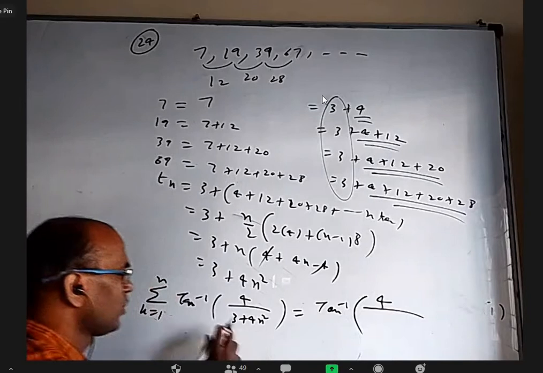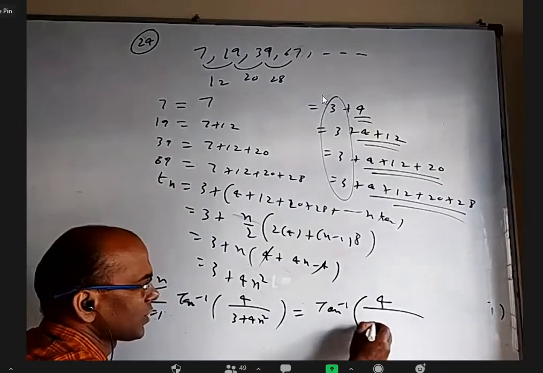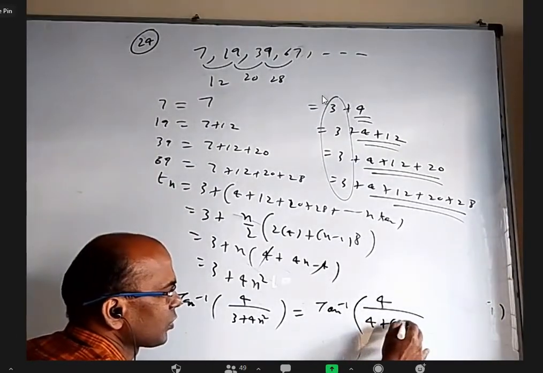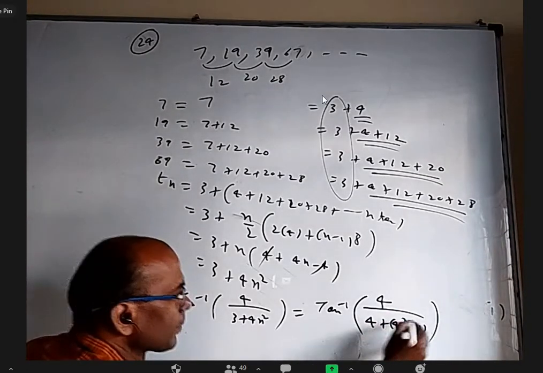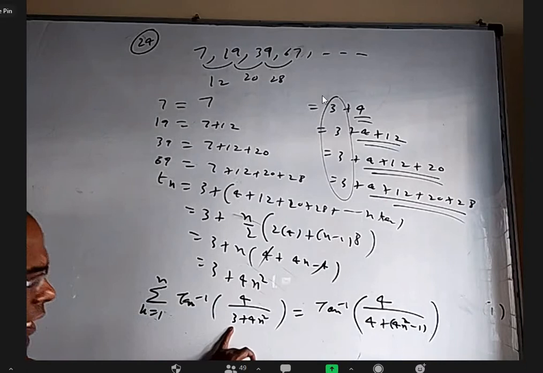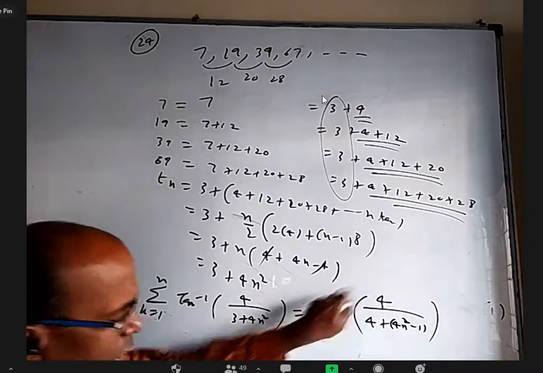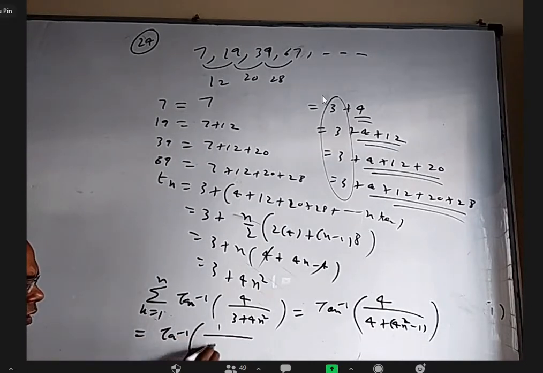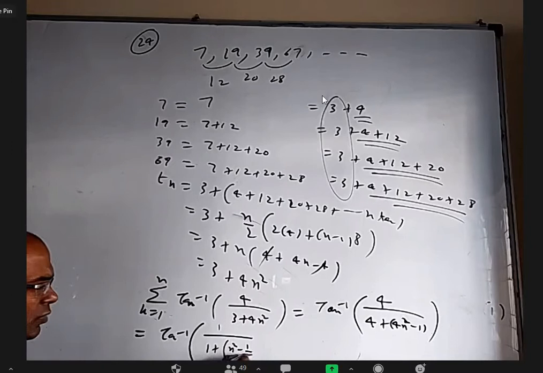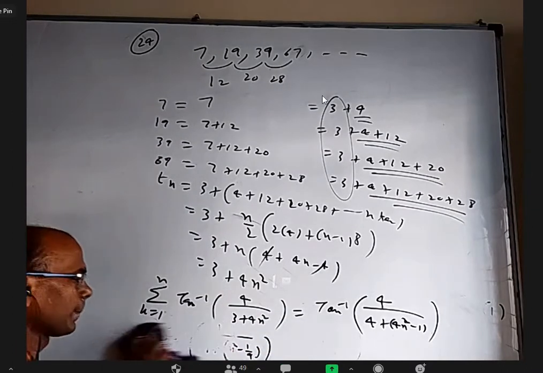I want to write 3 as 4 minus 1 as he is saying. So I'll write 4 plus 4n square minus 1. Okay, I wrote 3 as 4 minus 1 plus 4 minus 1. Now I'll divide it by 4 everywhere. It will be tan inverse 1 by 1 plus (n square minus 1 by 4), which you can write as (n plus half) into (n minus half). Basically, earlier we got odd numbers. Now it is half of odd numbers. You can treat it like that also.